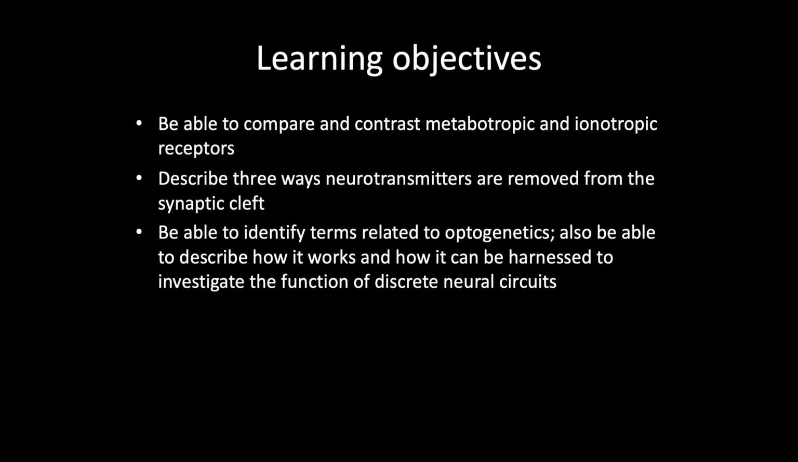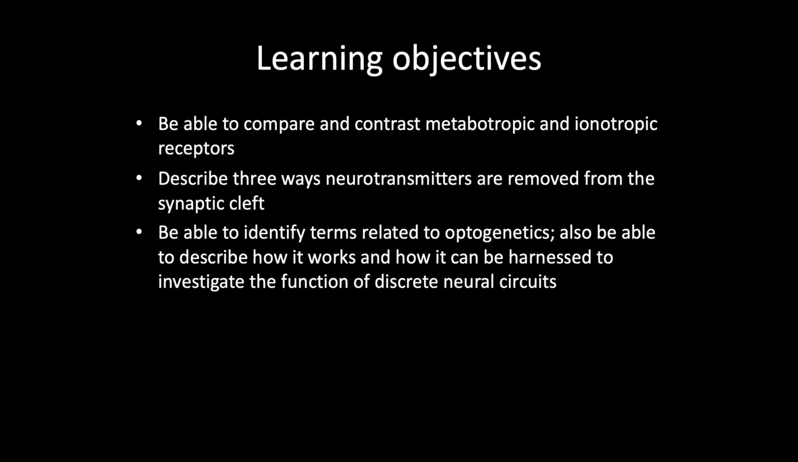So for this unit, I would like you to be able to compare and contrast metabotropic and ionotropic receptors. Describe three ways neurotransmitters are removed from the synaptic cleft, and be able to describe or identify terms related to optogenetics. I'd also like you to be able to describe how it functions, that's an important part, and how it can be harnessed to investigate the function of discrete neural circuits.